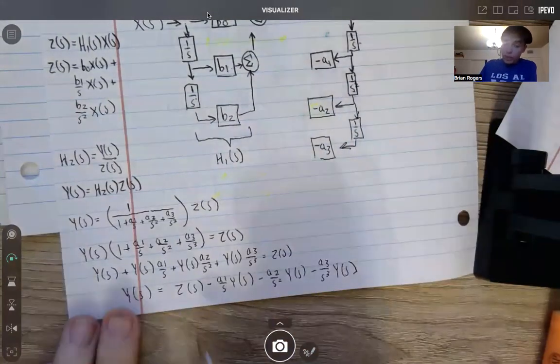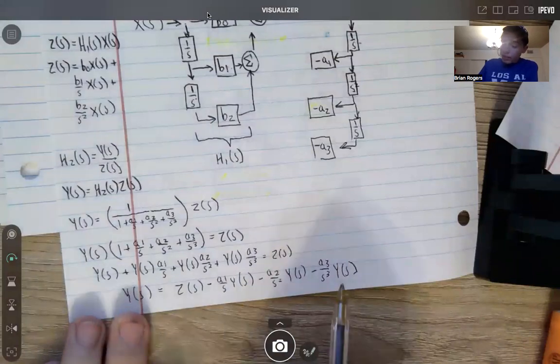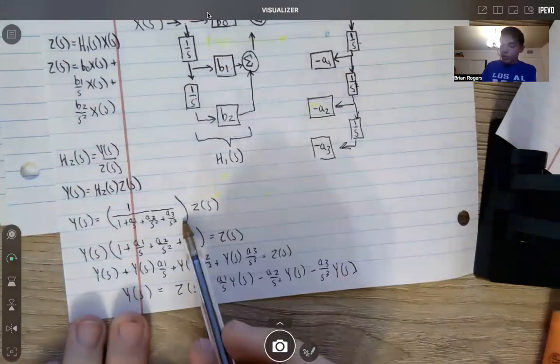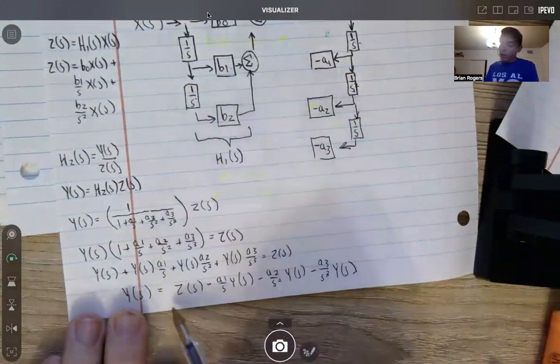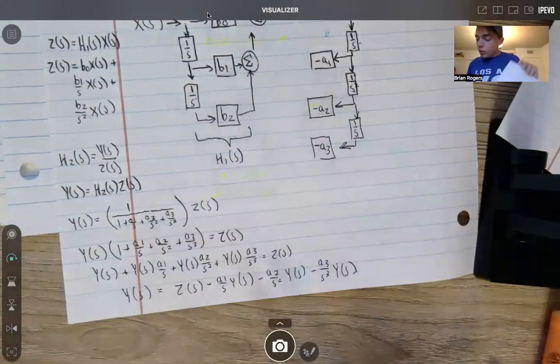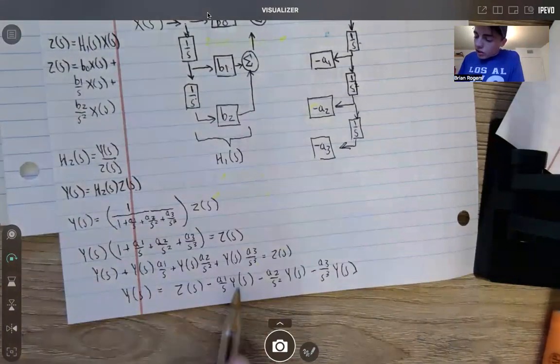Okay, so now we got it in terms of Y of S, but now we have some Y terms over here. That was the only way so that it wasn't a weird fraction over this huge fraction, because we don't know how to do that. We can implement this, however, and you're going to see why I was using these blocks here.